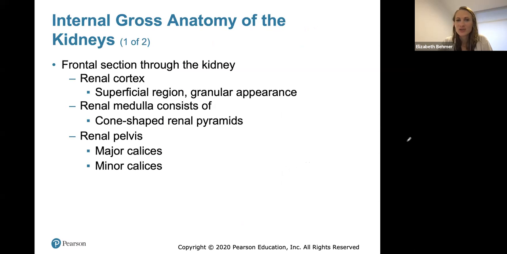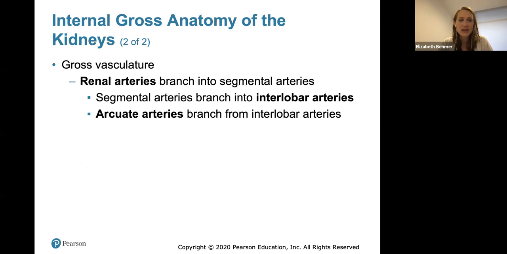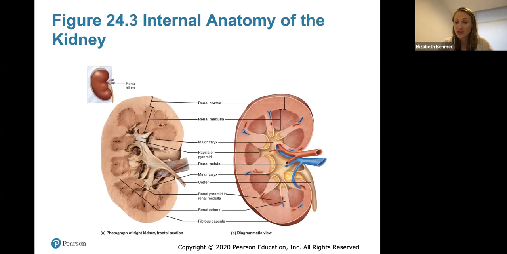All right, so the internal gross anatomy of the kidney, the renal cortex is the most superficial region. The renal medulla consists of cone-shaped renal pyramids, and the renal pelvis consists of your major and minor calyxes. The vasculature, all the arteries going into the kidney, you should know how they branch. So renal arteries will branch into segmental arteries. Segmental arteries branch into interlobar arteries, and interlobar arteries will branch into arcuate arteries, as shown here.